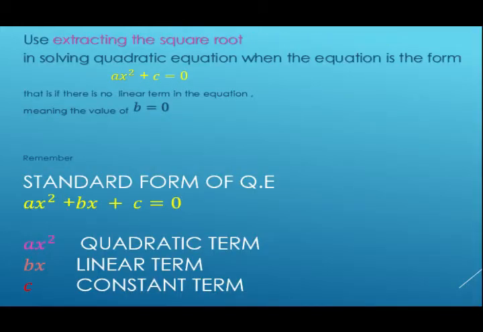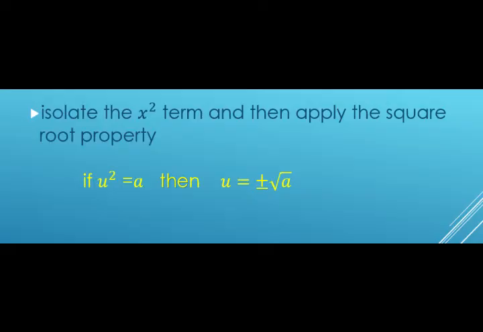We use extracting the square root in solving a quadratic equation when the equation is in the form ax squared plus c is equal to 0. That is, if there is no linear term in the equation, meaning the value of b is equal to 0. So remember that the standard form of the quadratic equation is ax squared plus bx plus c is equal to 0, wherein ax squared is the quadratic term, bx is the linear term, and c is the constant term.